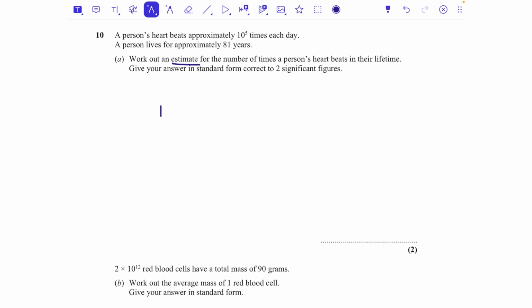So we're going to do 10 to the power of 5, that's in one day, times by 365 days in a year, and we're timesing that by 81 years. So timesing all of that together, I'm just going to type that on my calculator, 365 times 81 times 10 to the power of 5, and in my calculator I get 295650000. Be careful when you're counting those zeros.